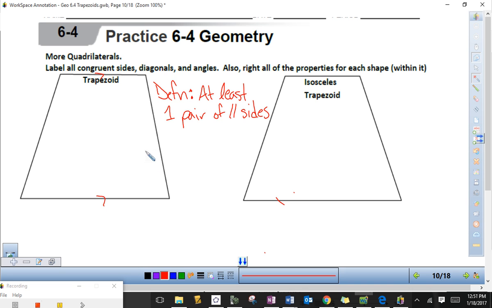So what we need to look at now is supplementary. Supplementary just means two angles are going to add up to 180 degrees. Well, if you notice on the top, you've got two obtuse angles. If both of your angles are greater than 90, they can't add up to 180. Very similarly, on the bottom, those two are both acute. If they're less than 90, they can't add up to 180 degrees. However, the pairs of angles that are consecutive between our parallel lines are supplementary.